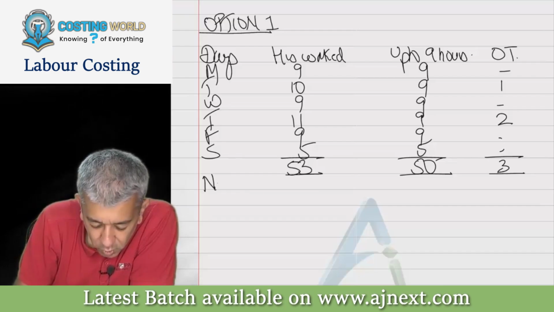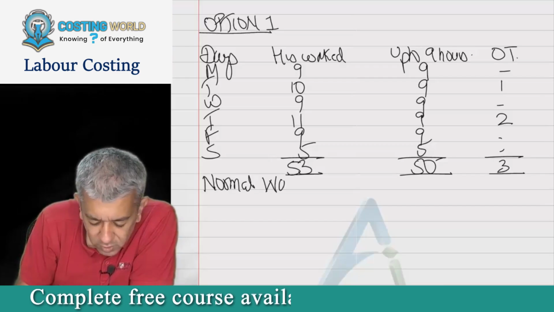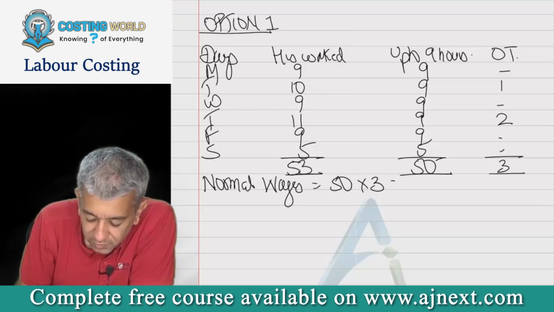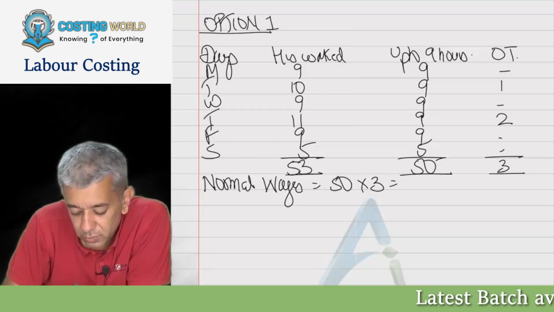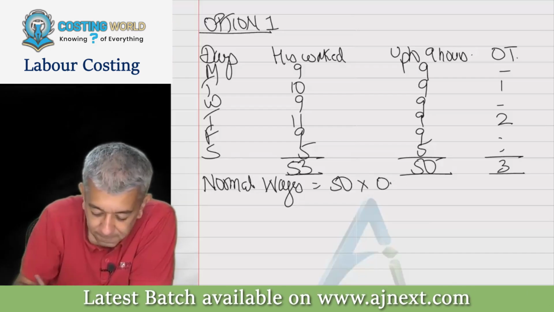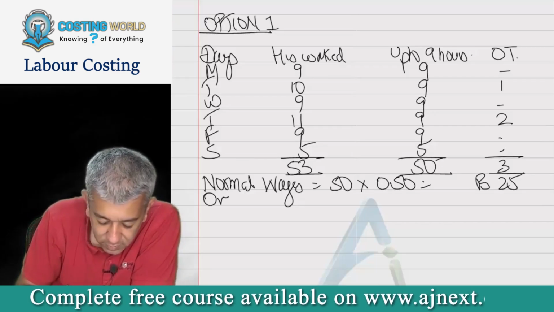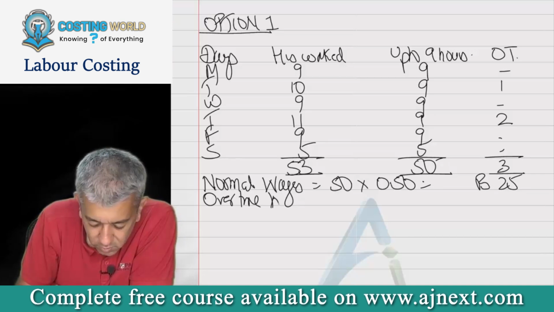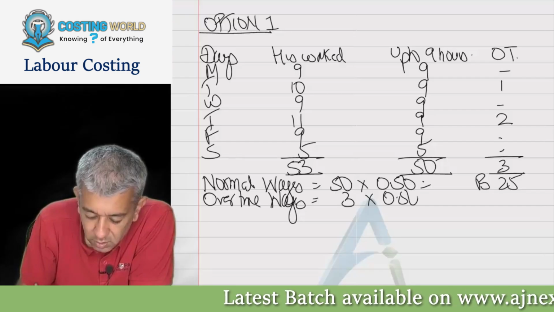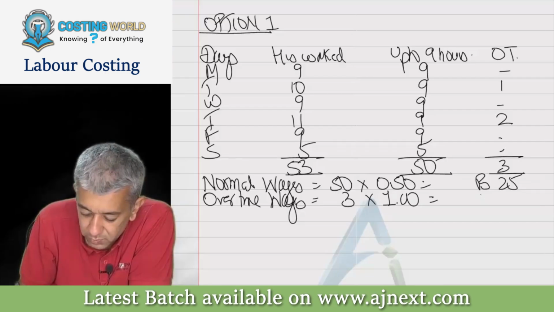So therefore normal wages, or you can say single rate wages, whatever you wish to be writing. 50 hours into 0.5, rupees 25. Overtime wages: 3 into double the rate, no? 1.00.